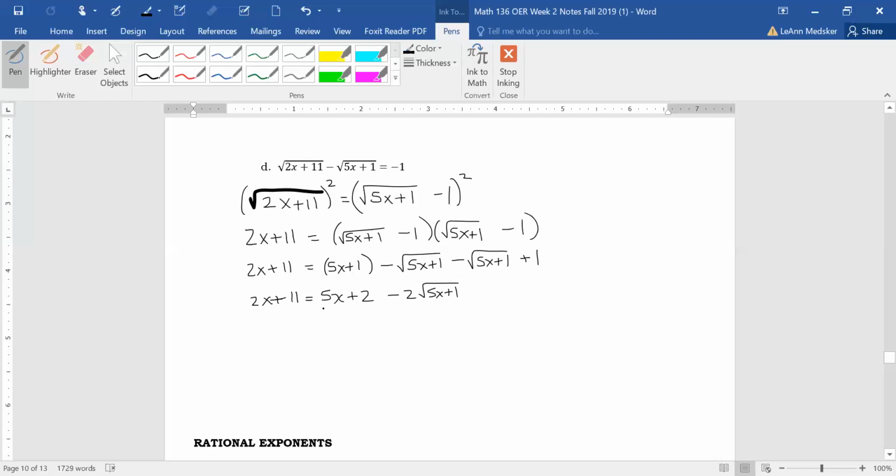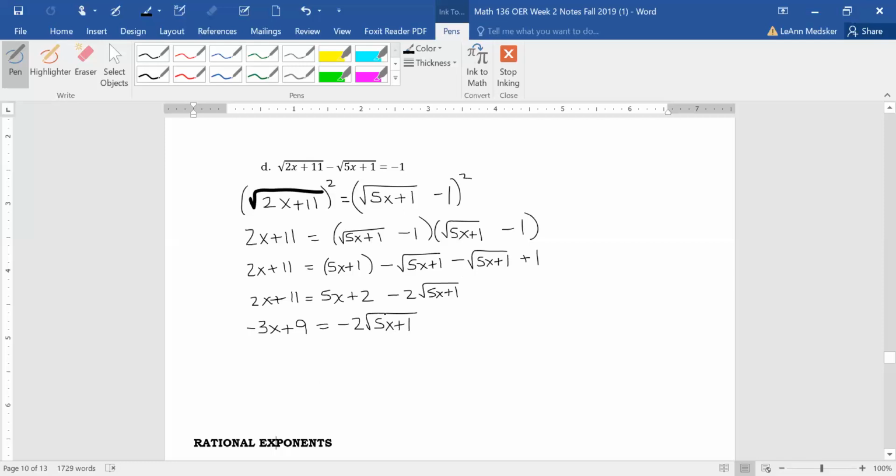So our next step is going to be to move everything that's not connected to that radical to the other side. So I'm going to subtract over the 5x, that would make this negative 3x. Subtract over the 2, that'd make this positive 9, equals a negative 2 square root of 5x plus 1. Okay, so at this point, a lot of times people will divide the negative 2 over, but that's going to create some really nasty fractions over here.